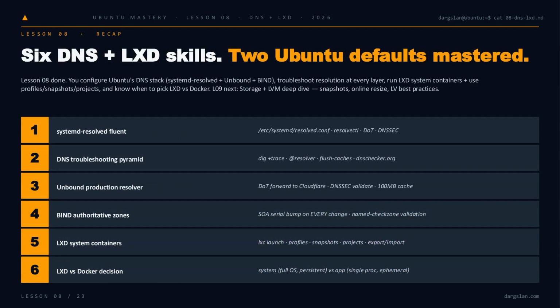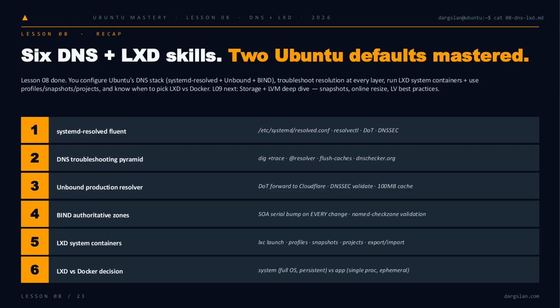So let's recap what you actually own now. 6 concrete skills. You're fluent in systemd-resolved. You troubleshoot DNS top-down with dig +trace. You run Unbound as a validating resolver forwarding over DoT to Cloudflare. You serve authoritative zones with BIND, bumping that SOA serial every single time. You launch LXD system containers with profiles and snapshots, and you know exactly when to reach for LXD versus Docker. Full OS and persistent versus single process and ephemeral.